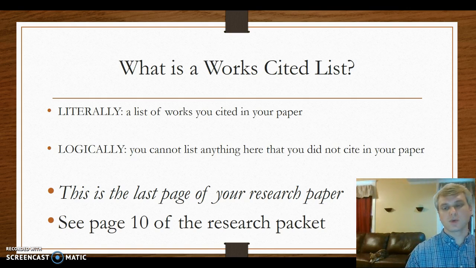So what is a works cited list? A works cited list literally is a list of the works that you have cited in your paper. If you break that term down logically, you cannot list anything in the works cited list that you have not cited in your paper. So the definition of the phrase is pretty self-explanatory.